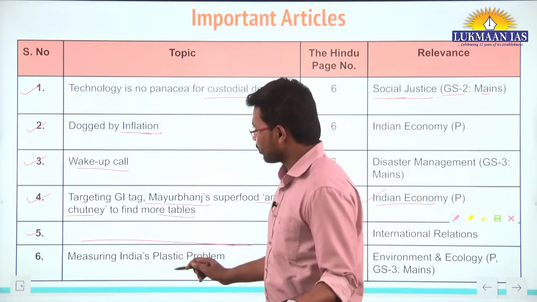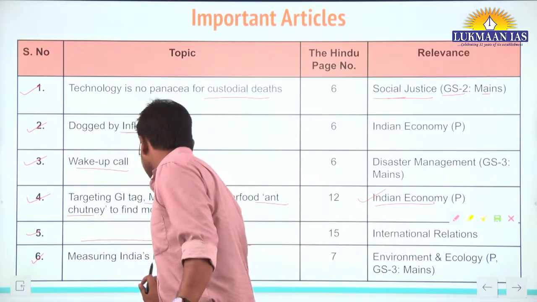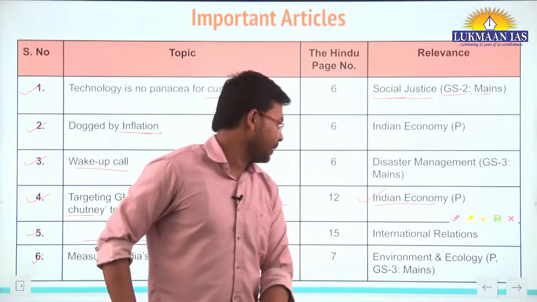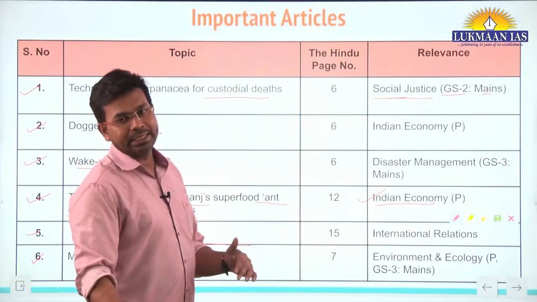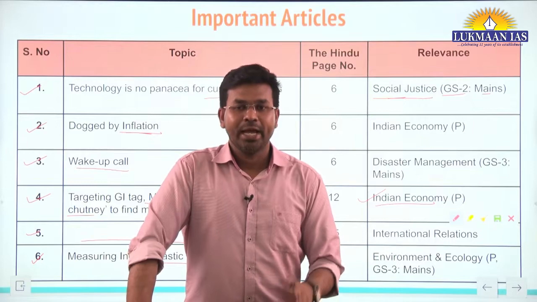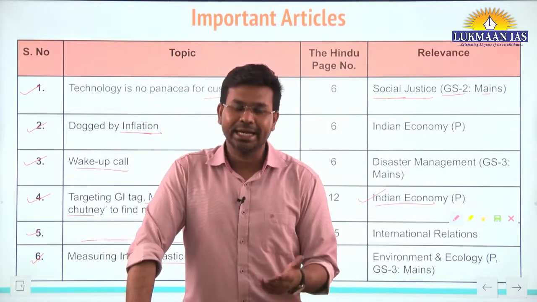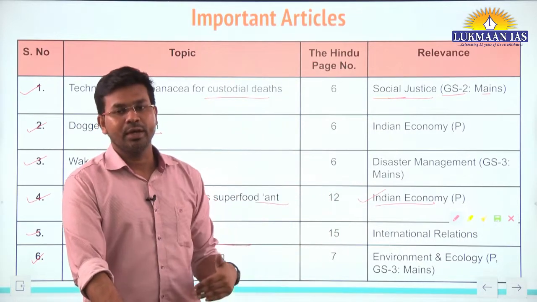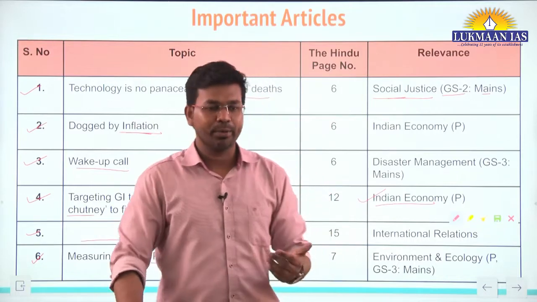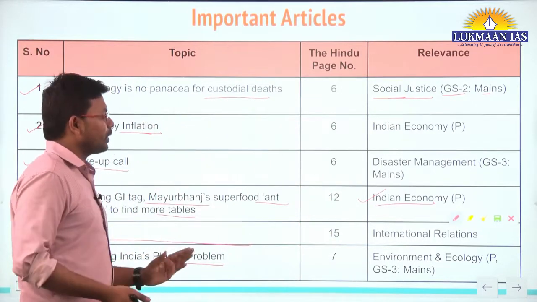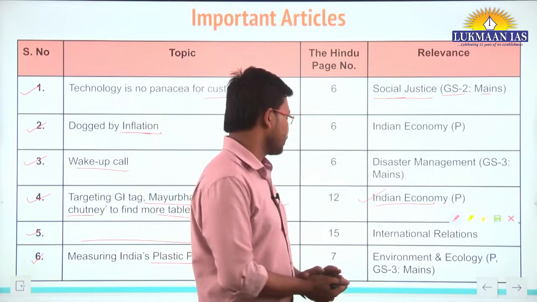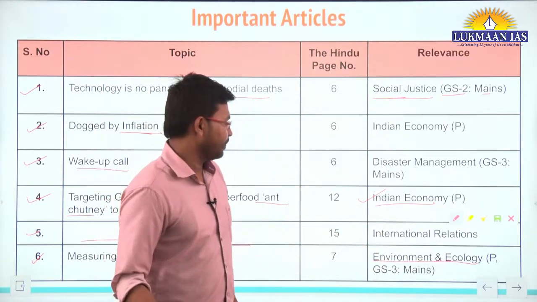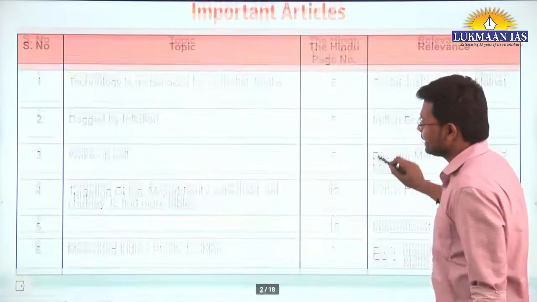After that we are going to look into another topic that says measuring India's plastic problem. Plastic is considered to be a menace for the environment and ecology. We are going to understand the nature of the plastic problem that we are facing, and also look into the recent guidelines of the government of India where the government has banned usage of various types of plastics. We are going to understand those types of plastics, and also how to address the plastic problems. This is important under environment and ecology for the mains paper GS paper 3. So let us start discussing these topics one by one.